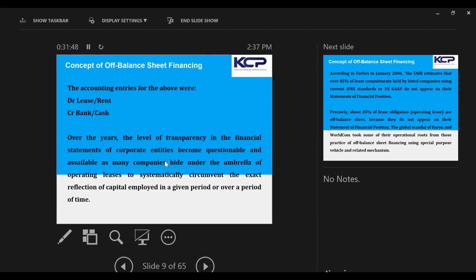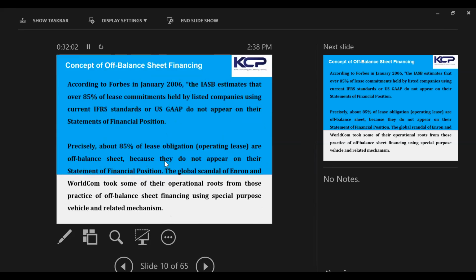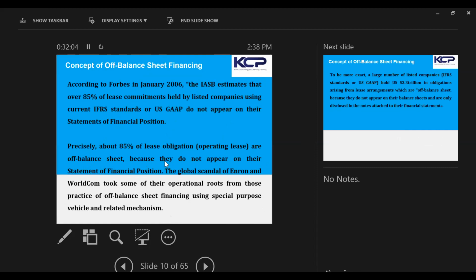Is that clear? So over the years, the level of transparency in the financial statements of corporate entities became questionable. I've also explained all of that there. Any question? So there is a little comparison that we have to make between IAS and US GAAP. What is US GAAP?